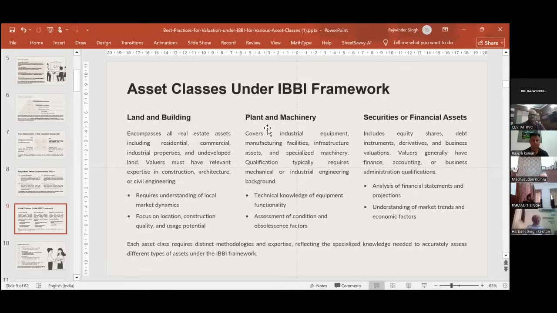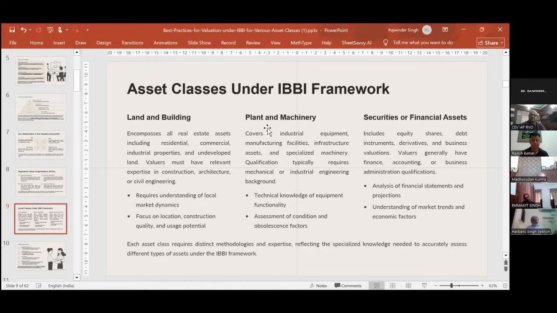And the third asset class is securities or financial assets. It includes equity shares, debt instruments, derivatives, and business valuations. Valuers of securities and financial assets generally have finance, accounting, or business administration qualifications. Along with that, they must have the ability to analyze financial statements and projections, and they must understand the market trends and economic factors in the present scenario.